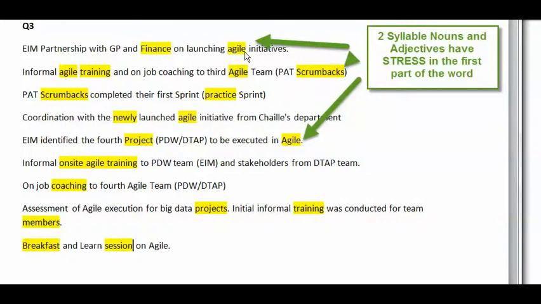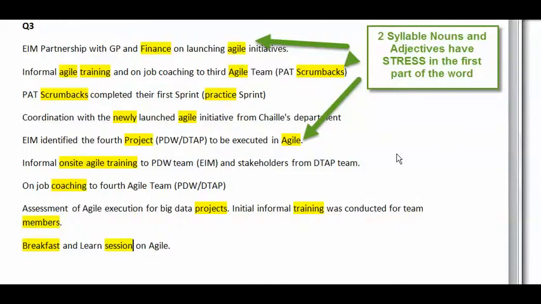And then we move on to agile, training, scrumbacks, practice, newly, agile, project, on-site, training, coaching, projects, training. Again, members, that's because that's a noun. Breakfast and session. Remember, it's important to really stress the first part.